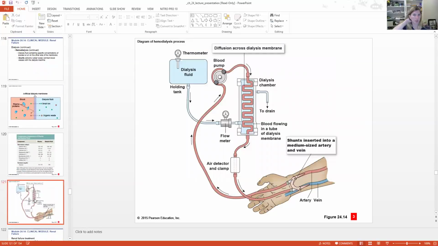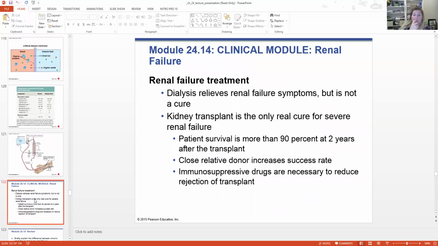It's working to create the same concentration gradients that we have in our own bodies, so the same types of concentrating and removal of waste products will occur through the dialysis machine. So the treatment of renal failure will involve dialysis, but it's just a temporary fix. It's not a cure in any way.